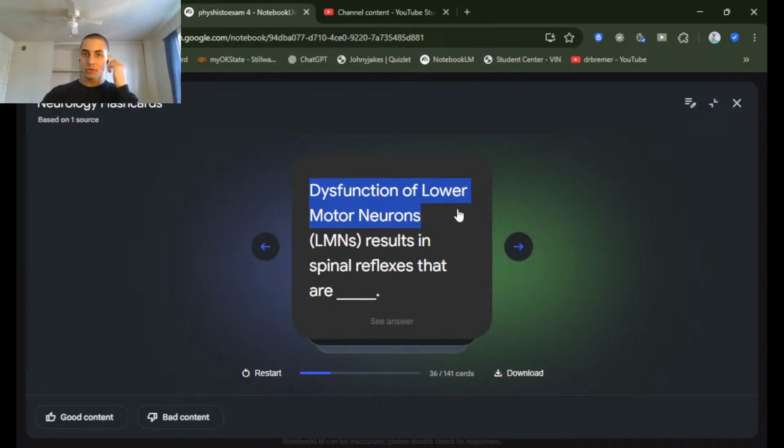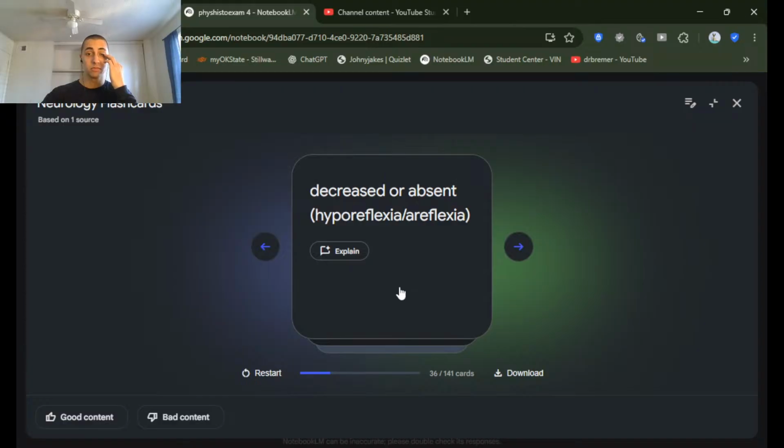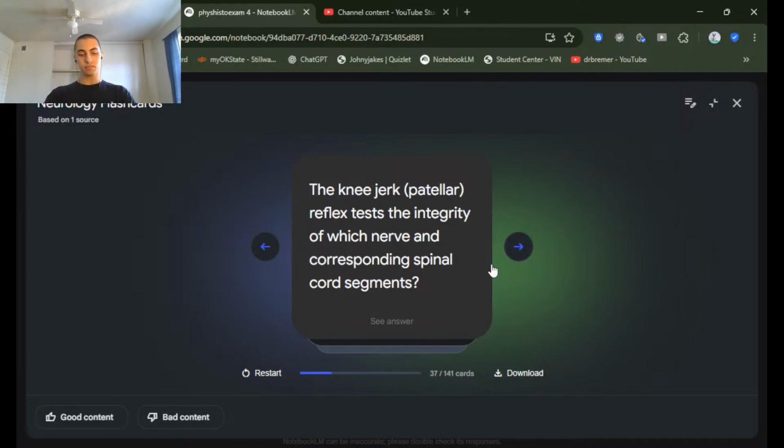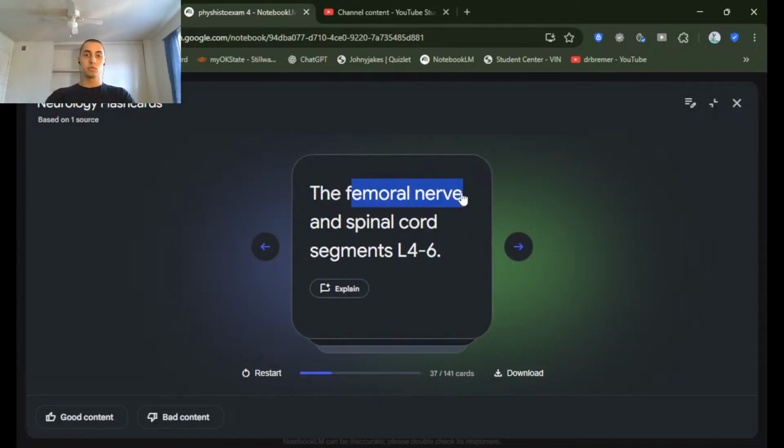Dysfunction of lower motor neurons results in spinal reflexes that are blank. Hyporeflexive, or absent, areflexive. The knee jerk or patellar reflex tests the integrity of which nerve and corresponding spinal cord segments? The femoral nerve and spinal cord segments L4 through 6.